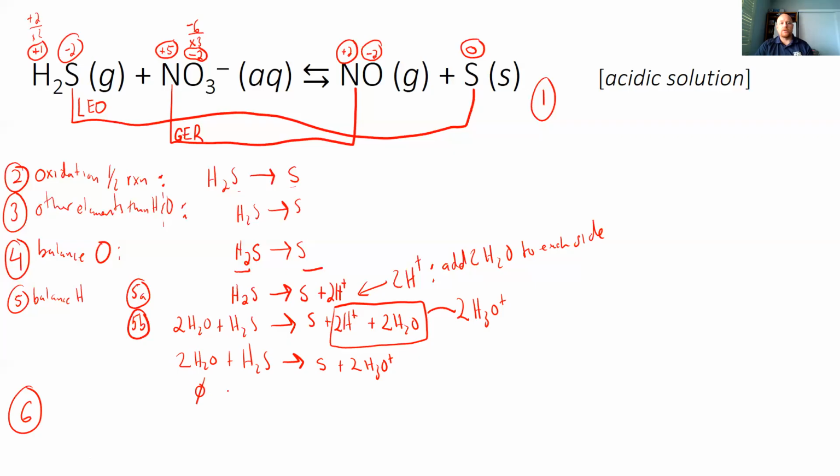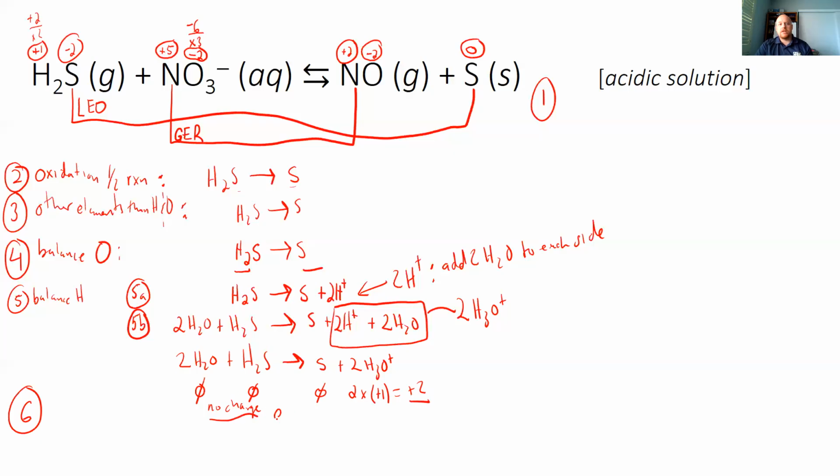Well, each water is neutral, so 0 charge. Each dihydrogen sulfide, neutral, so that's 0 charge. So I have a total of no charge on my left side. On the right side, sulfur solid has a 0 charge, and then the hydronium ion, I have 2 hydronium ions times, well, each of them is plus 1, so that gives us a total of plus 2 charge. Okay, so there's a difference here. So we've got a plus 2 charge and we've got no charge, or 0.